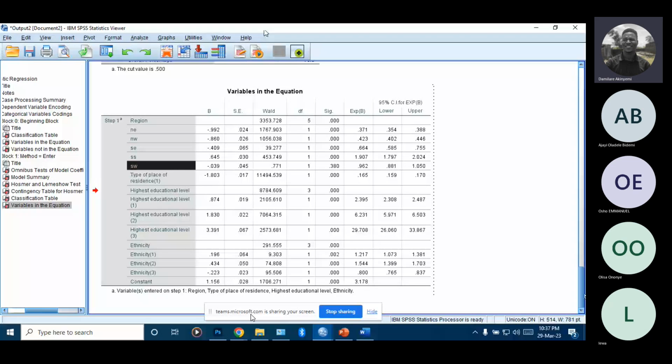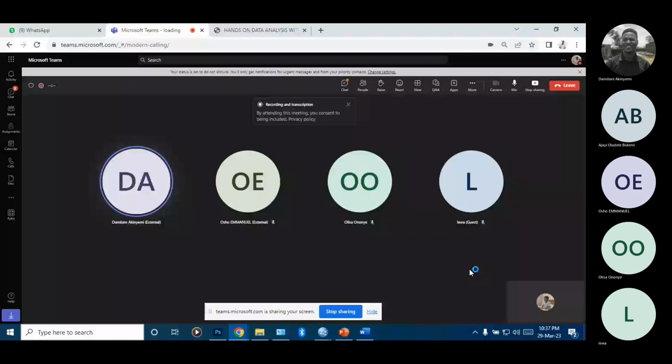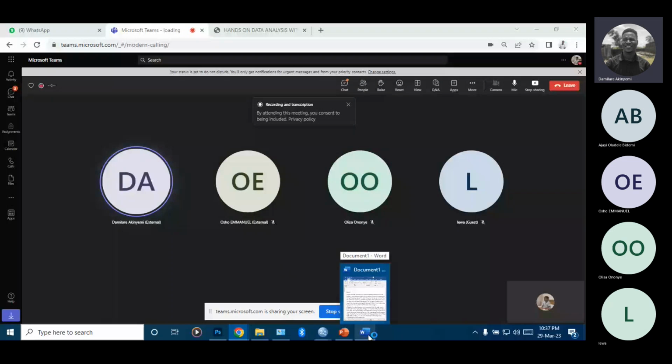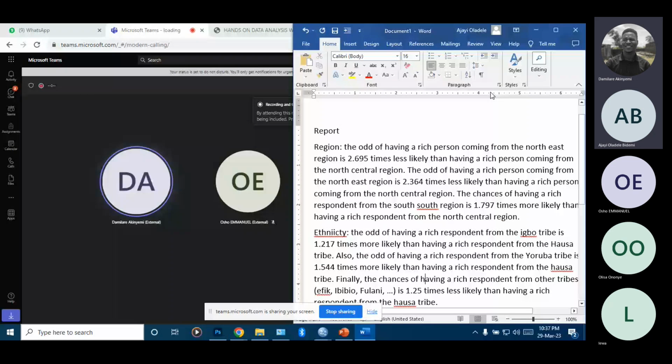Okay, I have a question. Okay, go ahead. For the interpretation of the binary logistic, is it only the odds ratio we are going to interpret, or can we use any other result in the output to interpret? Okay. Thank you, sir. You're welcome, sir.